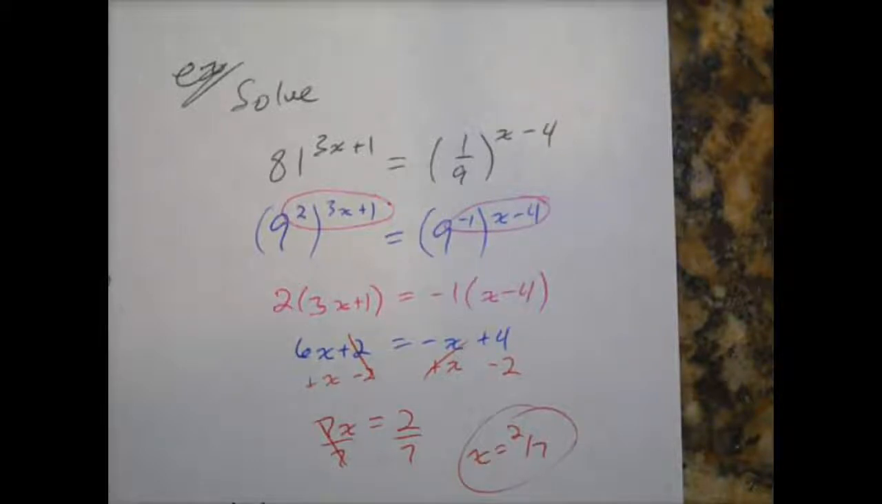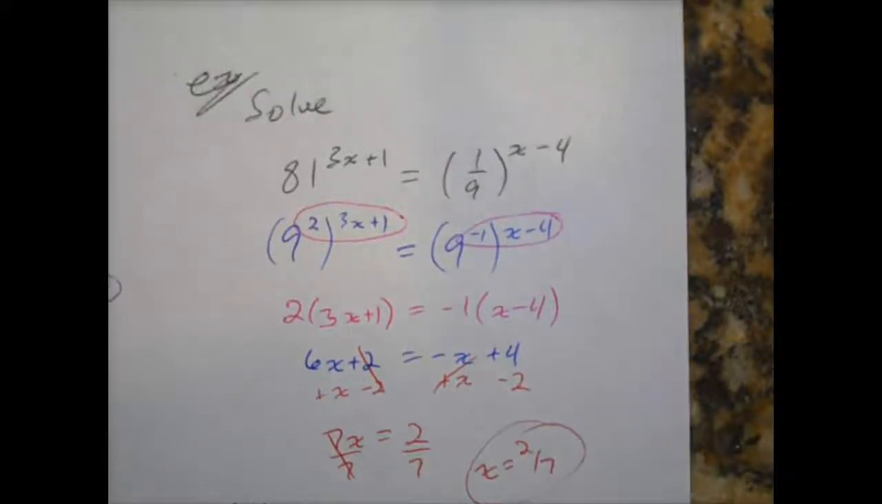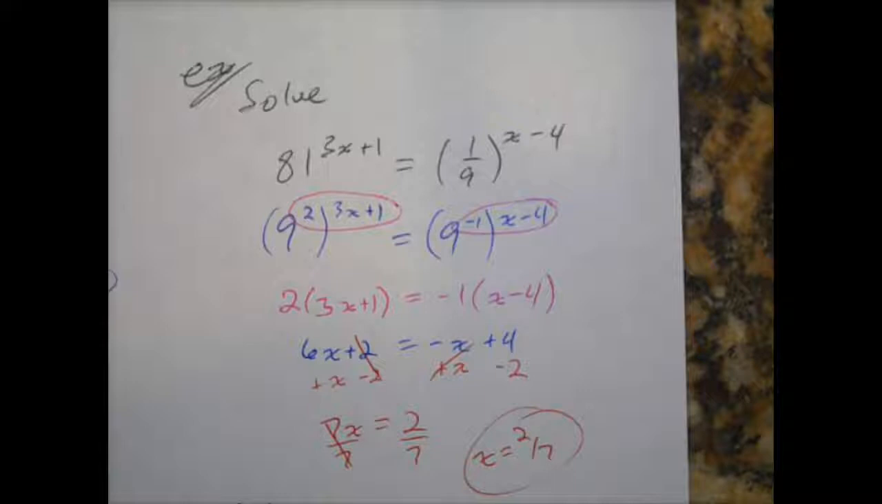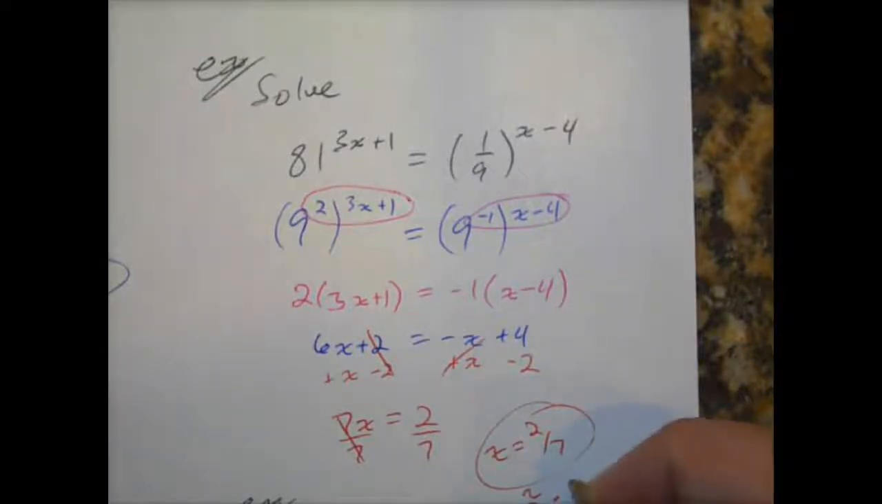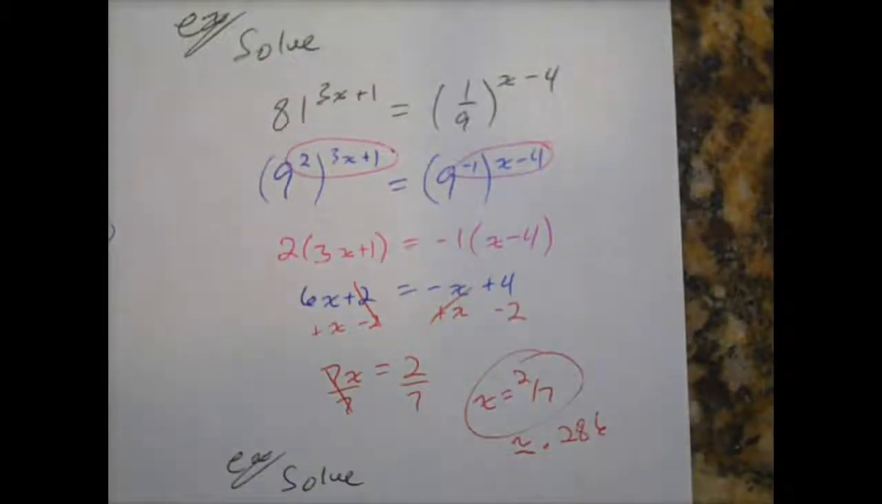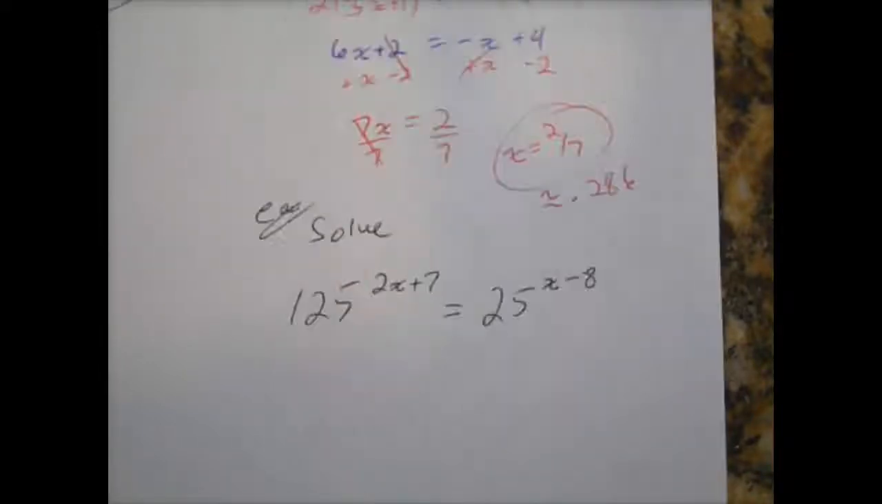You could also write that as a decimal, 0.2857. Is that what that is? 2857. Yeah, boom! I did it in my head. But you don't know that, so I might as well have cheated. Which is about 0.286. Moving on.